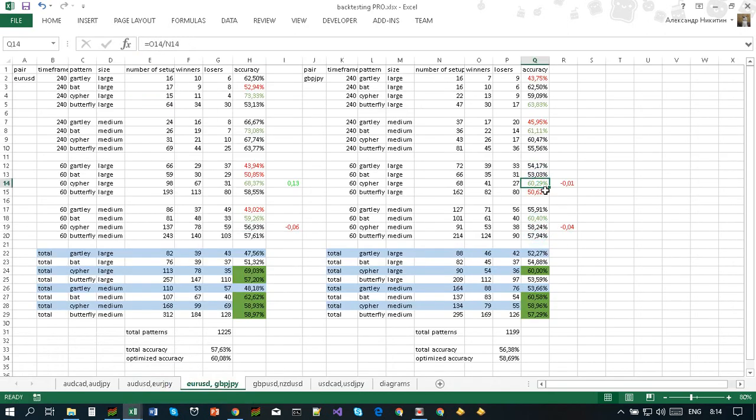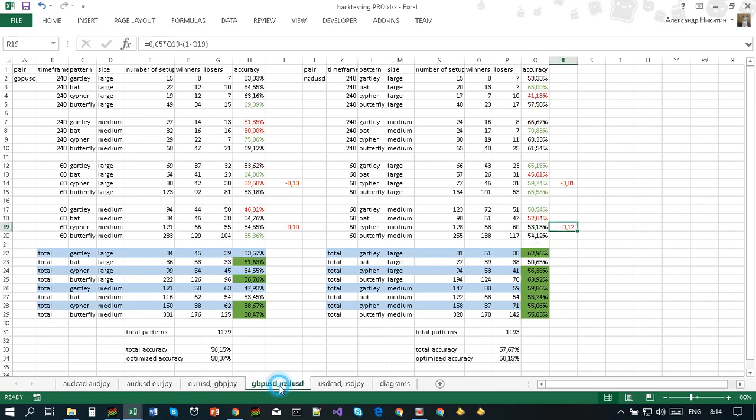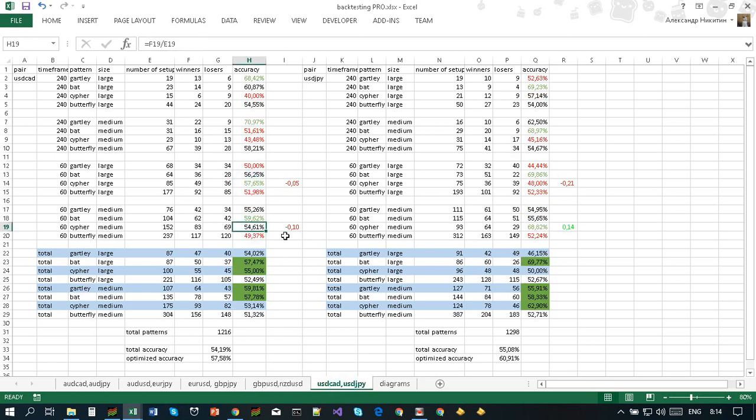58 and 60. Losing money below 60. The average will stay below 60. Let's go next. 52, 54, obviously negative expectancy. 59, 53, obviously negative expectancy. 57, 54, negative expectancy. 48, 68, negative expectancy as well.